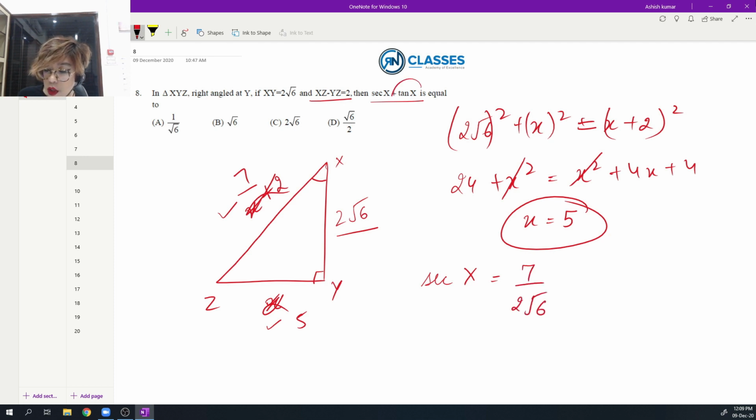Done. Now let's talk about tan x. Tan x is equal to what? It will come directly, so 5 by 2 root 6. 5 by 2 root 6. You can add them up and you'll get the answer as option B. Right? Alright, so the next one.